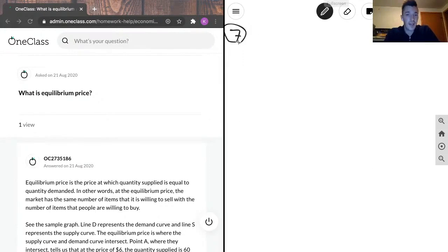Equilibrium price is the price at which quantity supplied is equal to quantity demanded. In other words, at the equilibrium price, the market has the same number of items that it is willing to sell as the number of items that people are willing to buy.